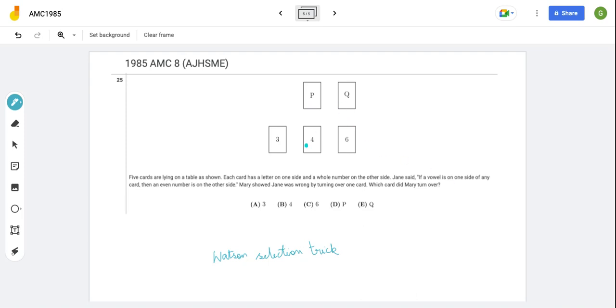So do I have an odd number here? Right. I have only one card which has an odd number here, which is 3. So if I open 3 and if there is a vowel behind 3, then we can automatically prove that Jane's statement is wrong. So this is the card that we need to open. Answer option A, 3.